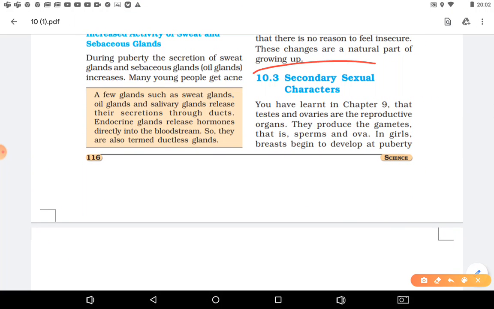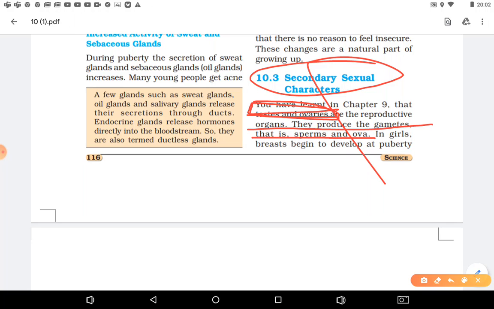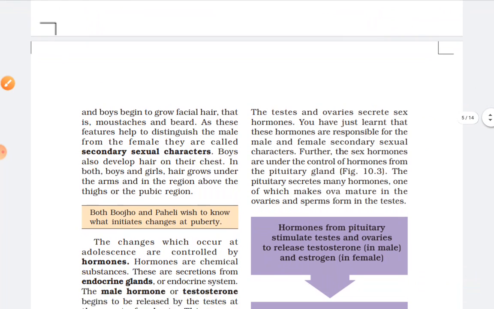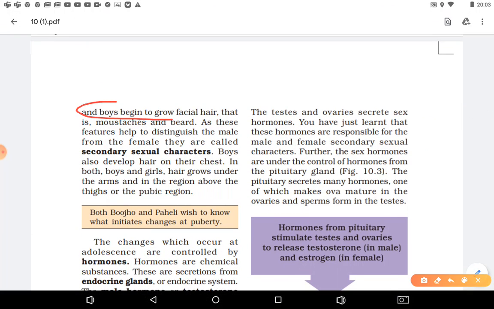In the previous chapter we have also done that the testes and the ovaries, they are the reproductive organs. They start producing the gamete, means sperm and ovum. The girls, the breast begin to develop at the puberty, ठीक है. Then the boys, there is also a beginning to grow the facial hairs. उनकी दाढ़ी मूंछ आनी हल्की हल्की शुरू हो जाएगी, ठीक है, ताकि बॉयज़ और गर्ल्स में क्लियरली डिस्टिंग्विश हो सके. तो सेकेंडरी सेक्सुअल कैरेक्टरिस्टिक्स के अंदर आता है ये, ठीक है.